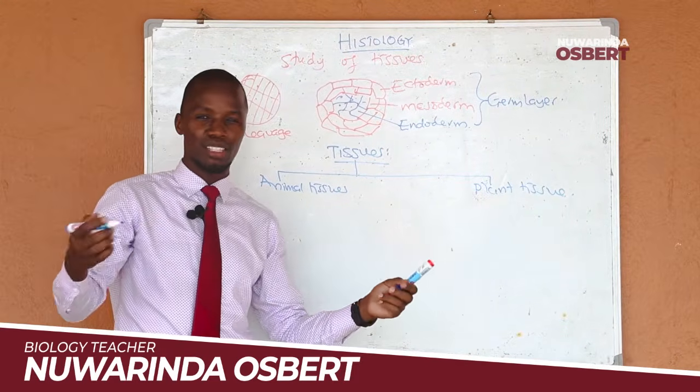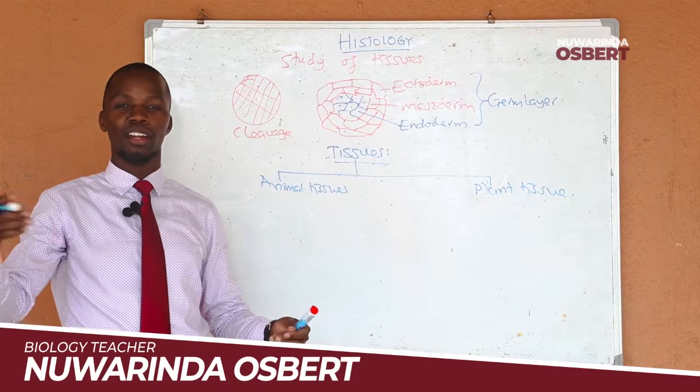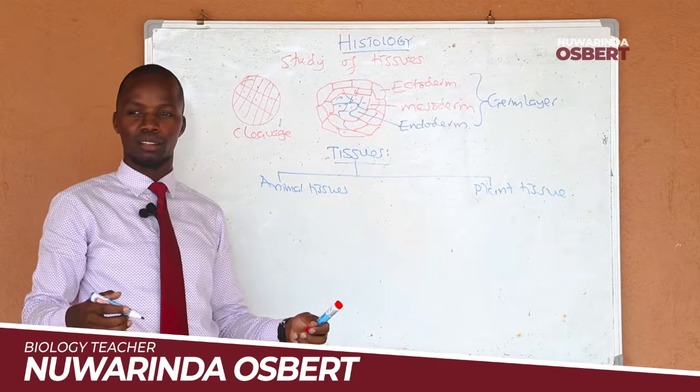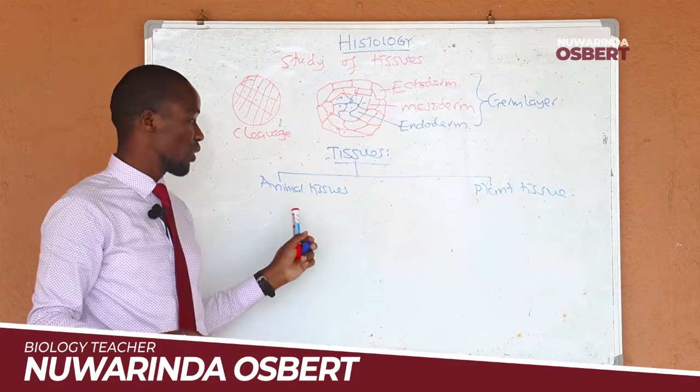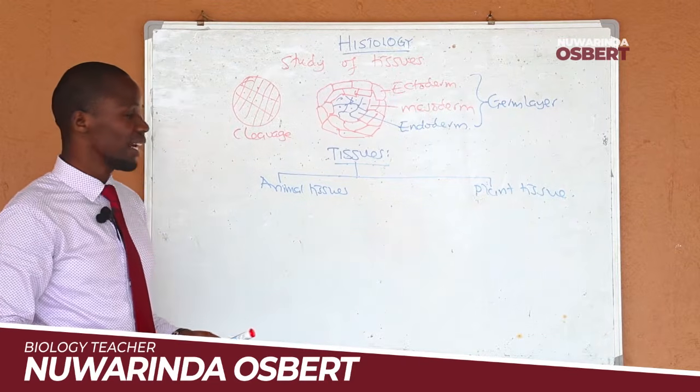This doesn't mean that organisms in other kingdoms, like the Monera and the Protoctista and so on, don't have tissues. They have, but majorly we're going to look at these 2: plant tissues and animal tissues.